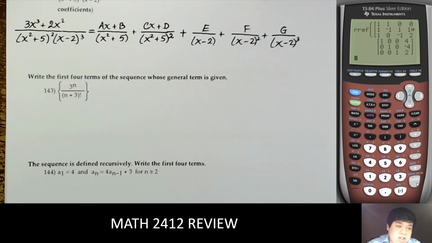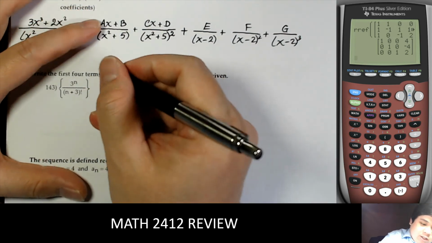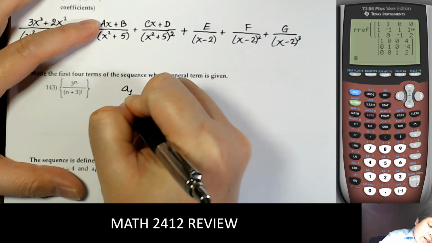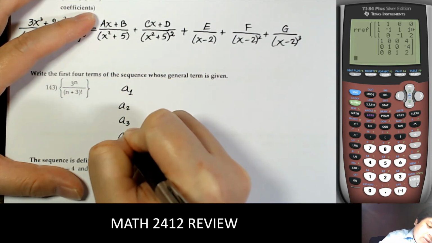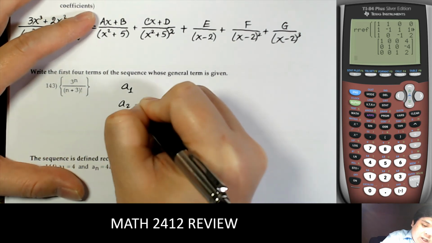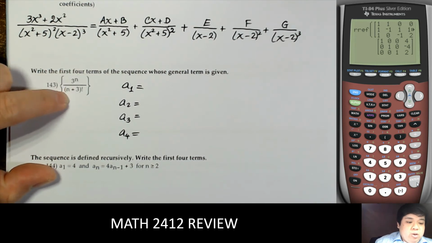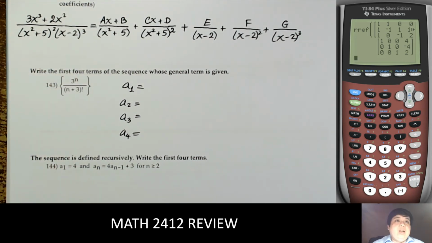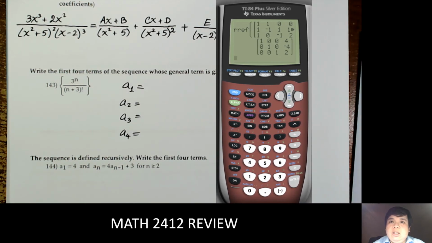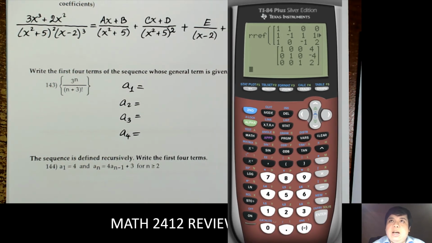Next we'll have the series and sequence. For the first 4 terms, that's very easy. Just say first term, second term, third term, and fourth. Pretty much what we do is we're just going to put 1, 2, 3, and 4 into n, and we'll do that. Just want to show you how to do that. We can use a calculator as well.